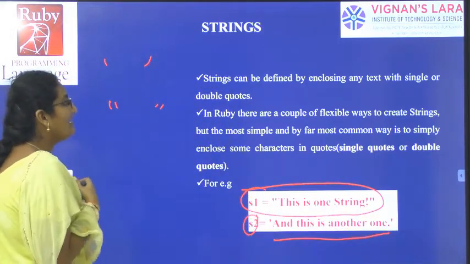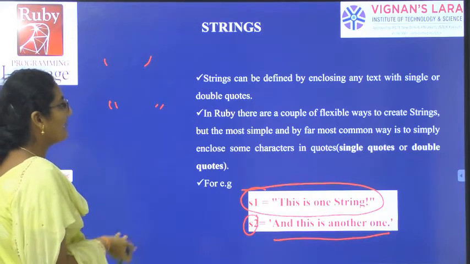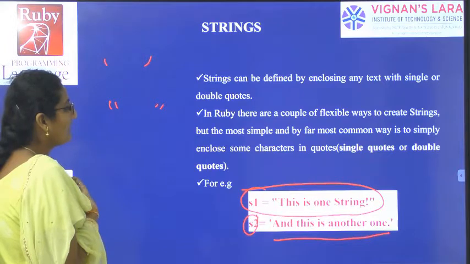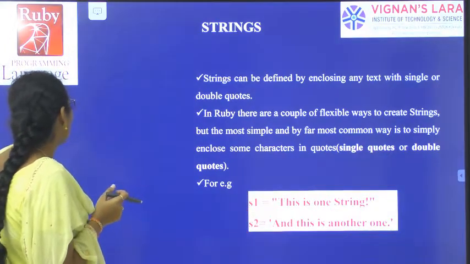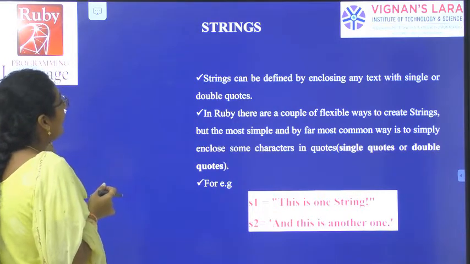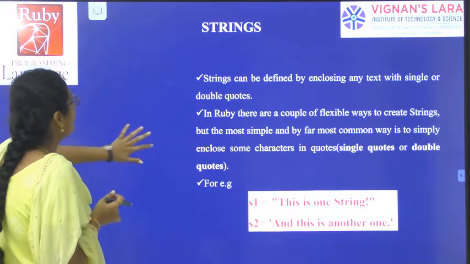So strings are nothing but a group of characters, a group of letters or text, you can call it simply. And you can enclose strings in double quotes or single quotes in Ruby programming.